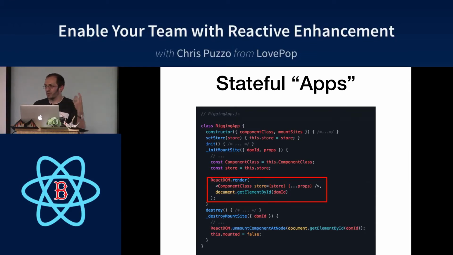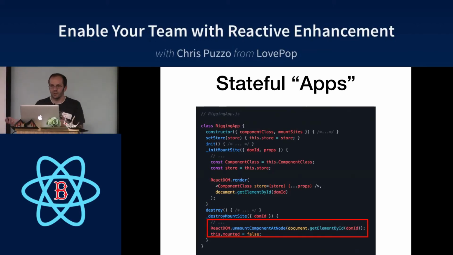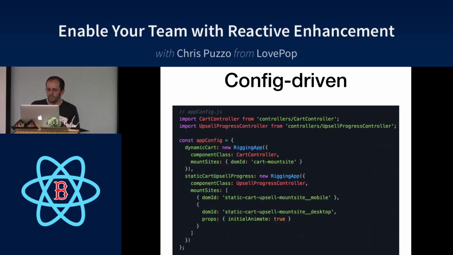So this is where we built this tier called rigging. A lot of our APIs are named after nautical things because of our co-founders. So rigging it is. The first tier around the rigging library is these stateful apps. Each rigging app comes with two primary things that we're interested in. One is the component class, and one is one or more mount sites. The component class is what component root we are going to mount, and mount sites are where we are going to put it.